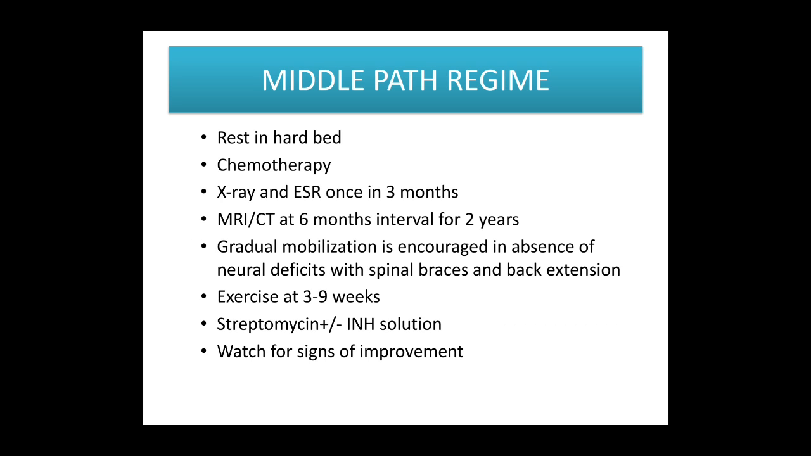The intensive phase which we follow is for 2 months, which consists of 4 drugs: INH, rifampicin, pyrazinamide and ethambutol. And then the continuation phase, which in the case of spine we usually follow for 7 months, consists of INH and rifampicin. The side effects of pyrazinamide, I'm pretty sure you know, are gout and hepatotoxicity, so get a blood test done. INH results in peripheral neuritis.